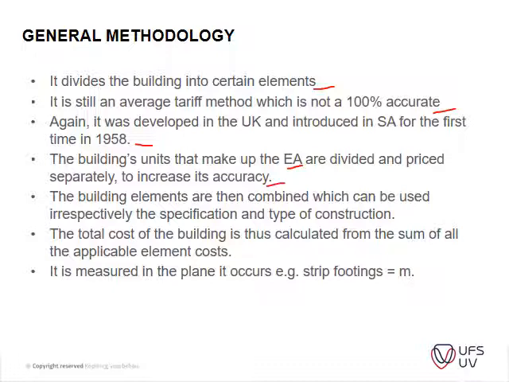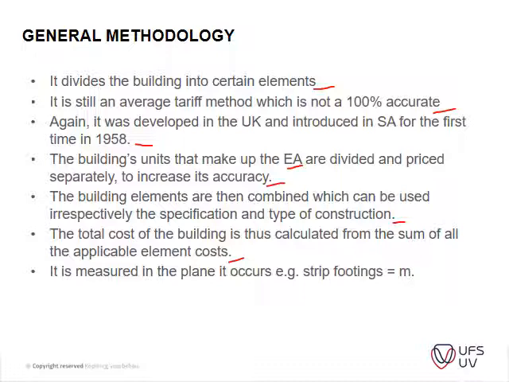So the main thing is you're dividing the building into certain sections, but it is linked to the accurate methods of measurement. The building elements are then combined, which can be used irrespective of specifications and type of construction. The total cost of the building is thus calculated from the sum of all the applicable elements to make up your cost. So you don't have special factors that you have to factor in.